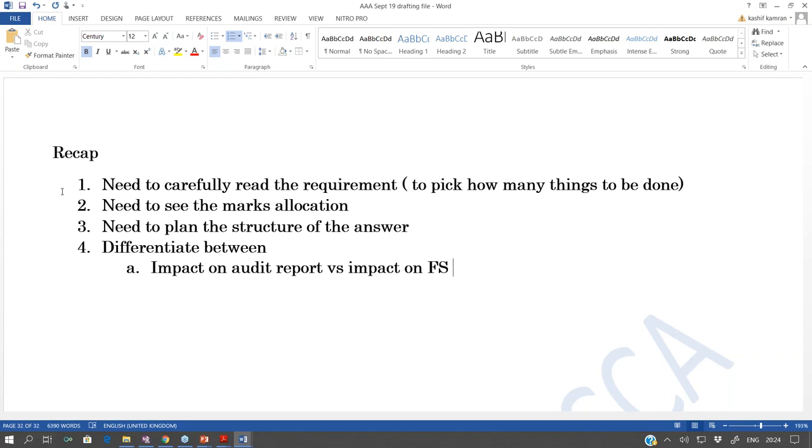Differentiate between impact on the audit report versus impact on the financial statement. And then differentiate between impact on opinion versus impact on report. Which is broader? Impact on opinion versus impact on report, which is broader? Report. And do you know the breakup of the report?